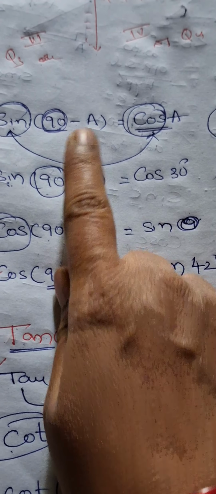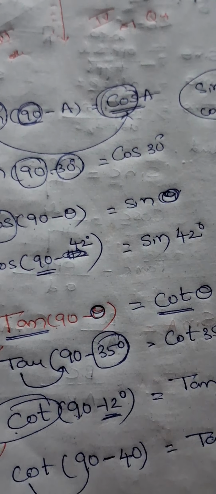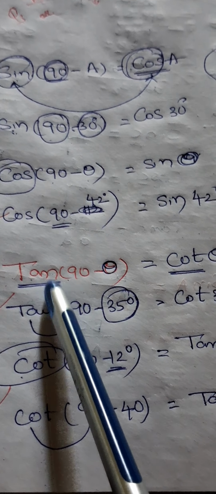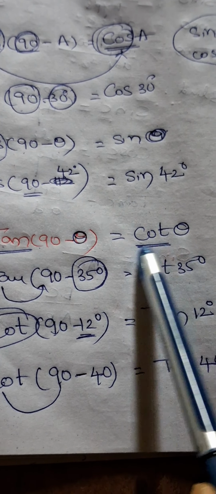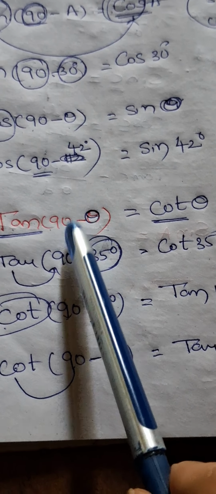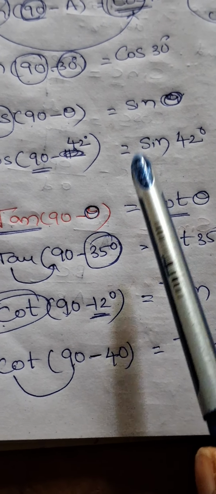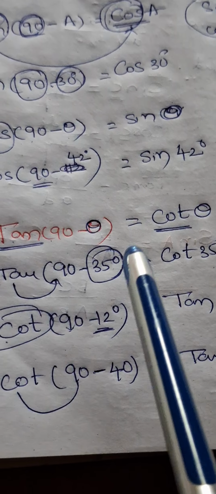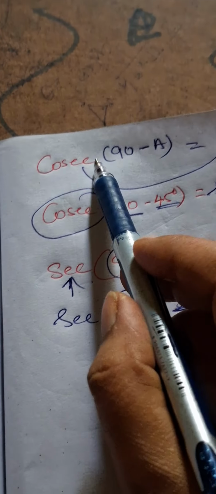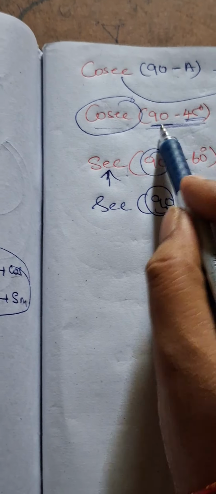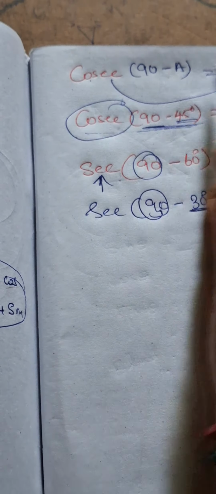When 90 minus theta, 90 minus theta, tan. If you see tan, what do you have to write? Cot. If you see cot, you have to write tan. When in the form of 90 minus theta, keep it in your mind. You should learn these things. And cosec 90 minus theta, so what to write? Sec. Cosec 90 minus 45, sec. If you see cosec, write sec.